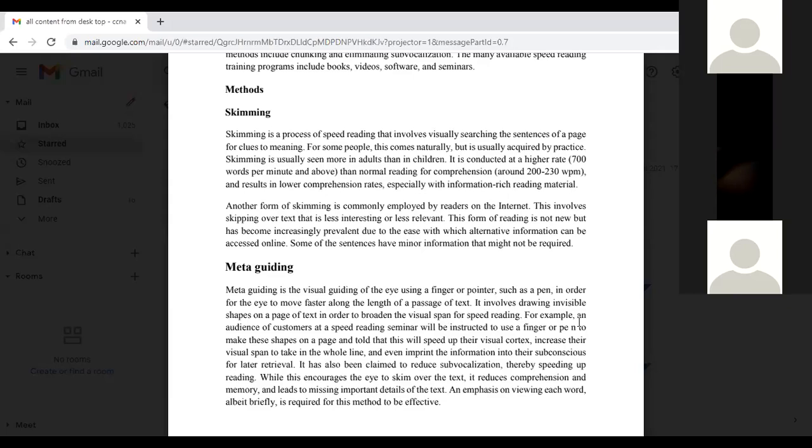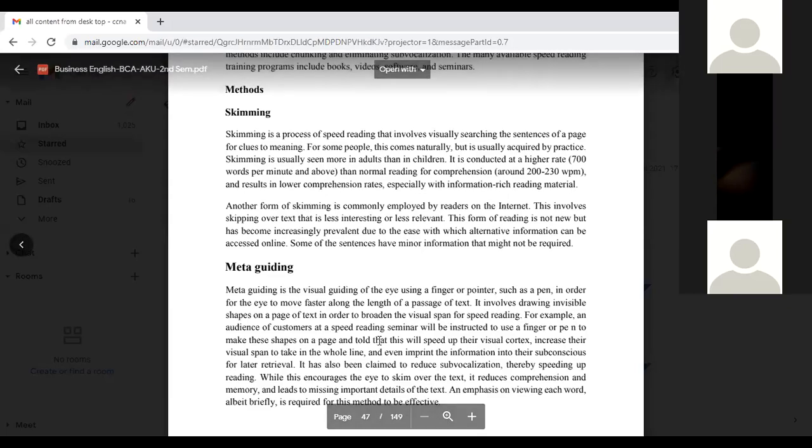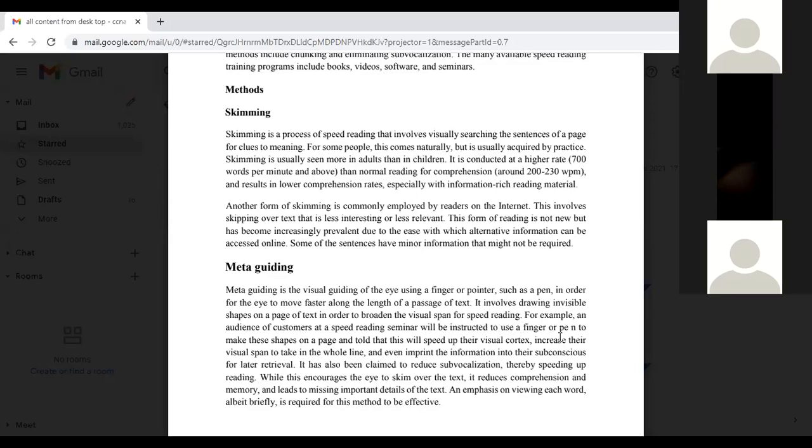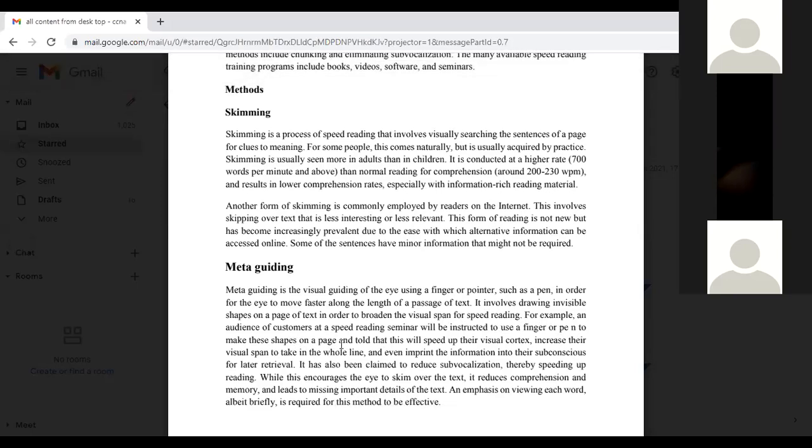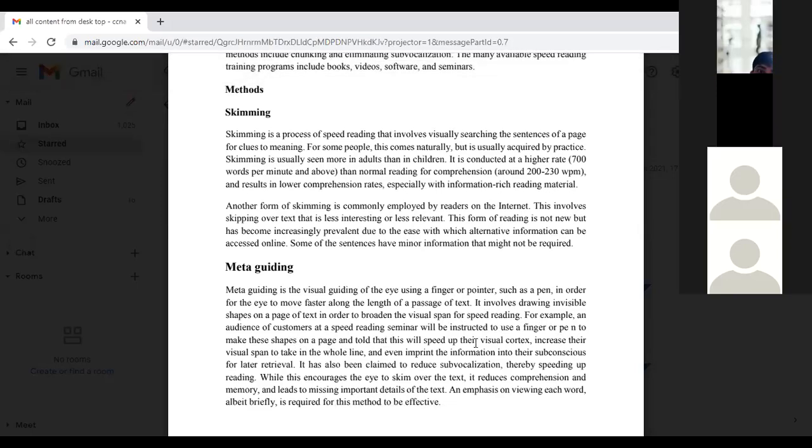For example, an audience of customers at a speed reading seminar will be instructed to use a finger or a pen to make these shapes on a page, and told that this will speed up their visual cortex. It means even if you're drawing a circle, for example, if I give you an exercise, draw a circle. What am I doing? I am using a finger to draw a circle in the air. If I am guiding you, draw a circle.